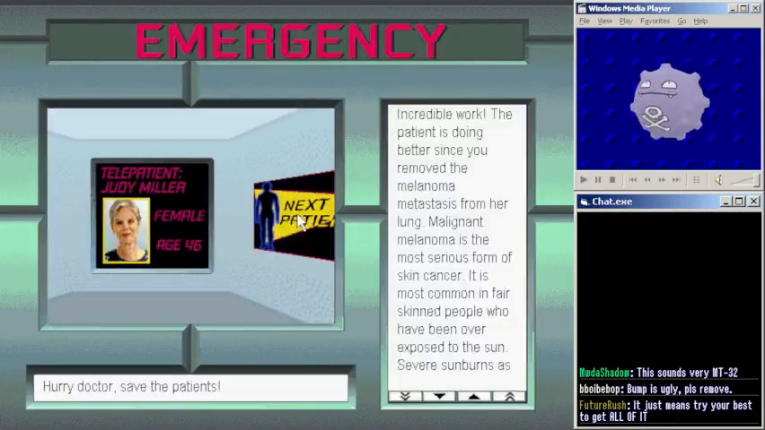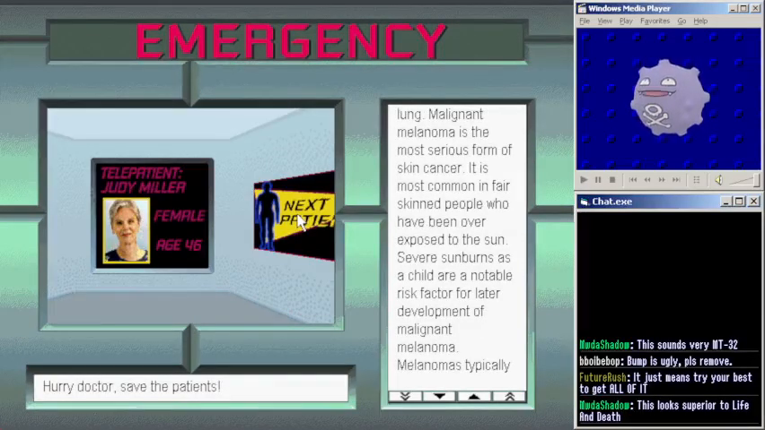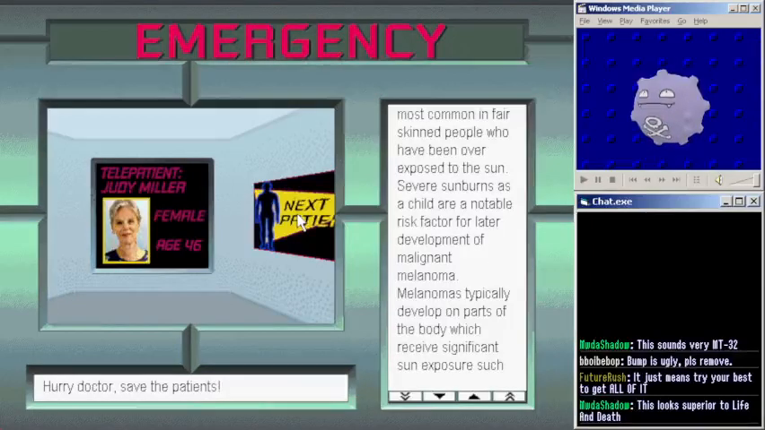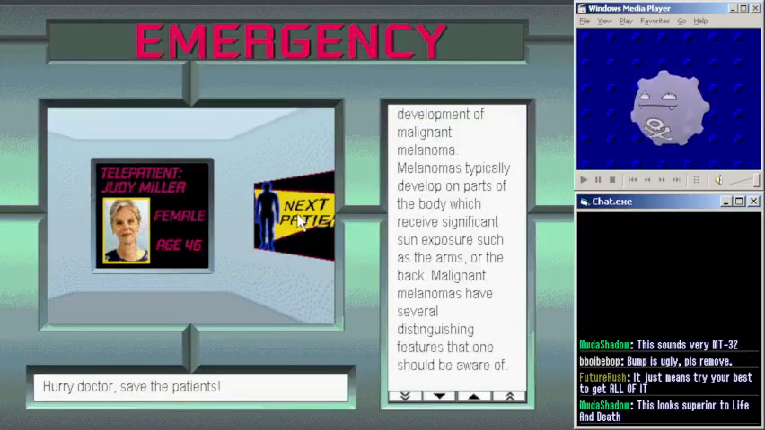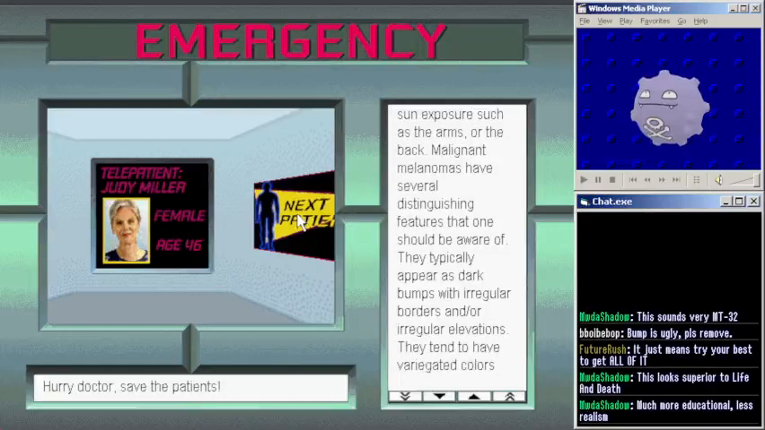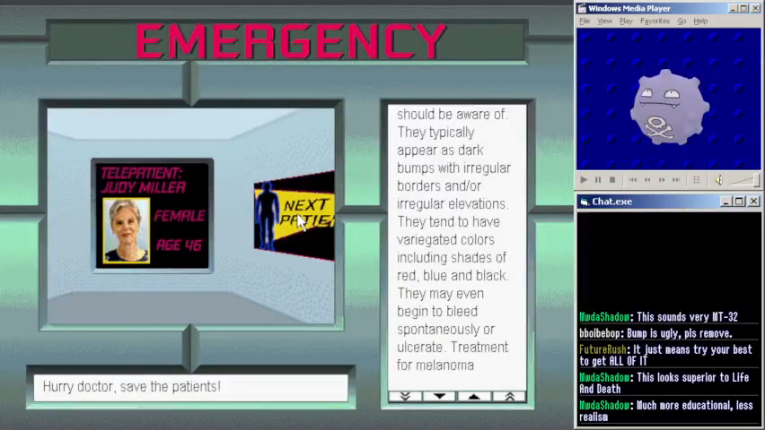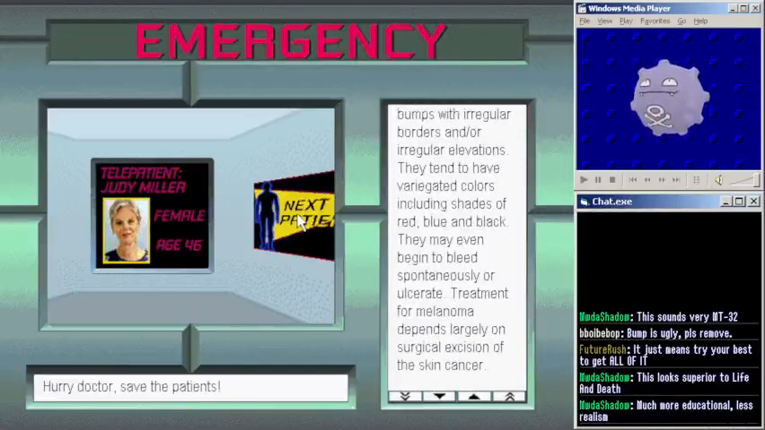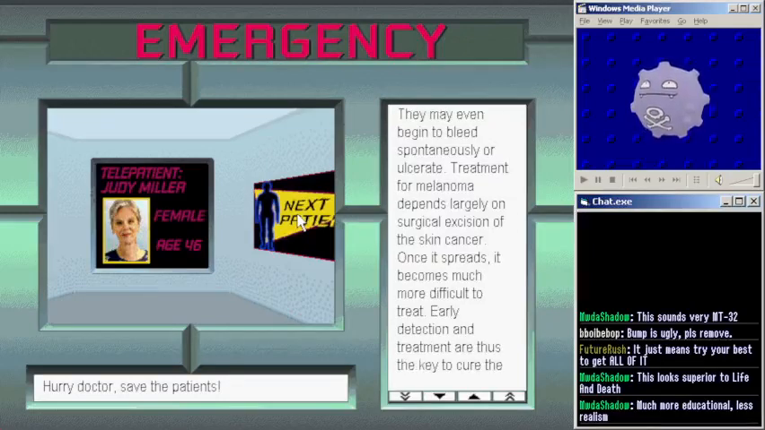We did it! Incredible work! The patient is doing better since you removed the melanoma metastasis from her lung. Malignant melanoma is the most serious form of skin cancer. It is most common in fair-skinned people who have been overexposed to the sun. Severe sunburns as a child are a notable risk factor for later development of malignant melanoma. Melanomas typically develop on parts of the body which receive significant sun exposure, such as the arms or the back. Malignant melanomas have several distinguishing features that one should be aware of. They typically appear as dark bumps with irregular borders and or irregular elevations. They tend to have variegated colors, including shades of red, blue, and black. They may even begin to bleed spontaneously or ulcerate. Treatment for melanoma depends largely on surgical excision of the skin cancer.